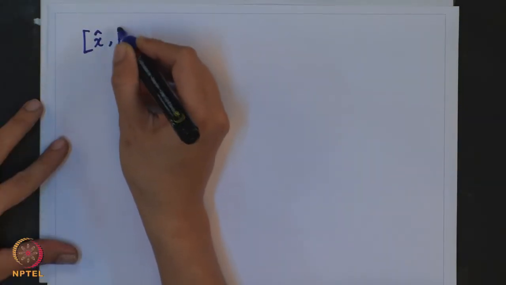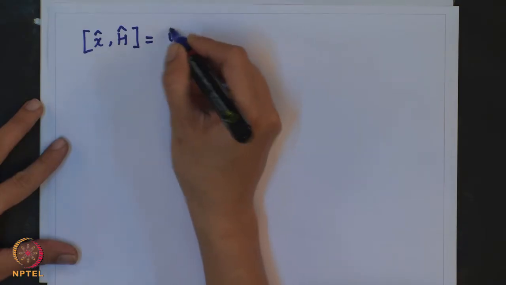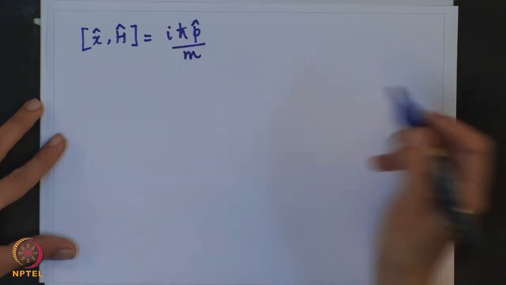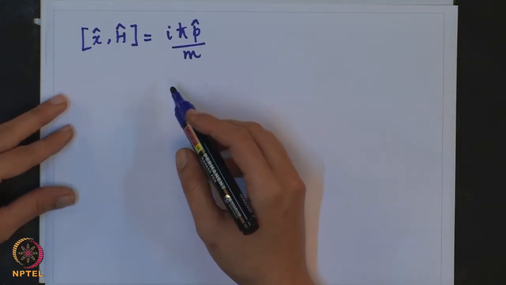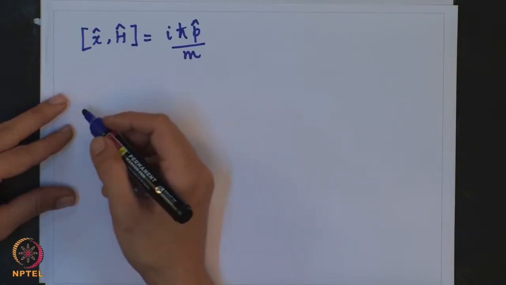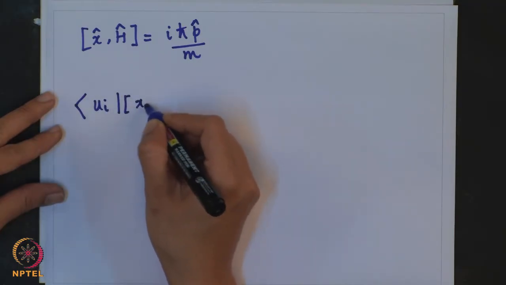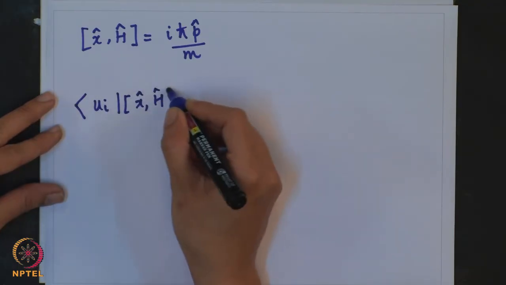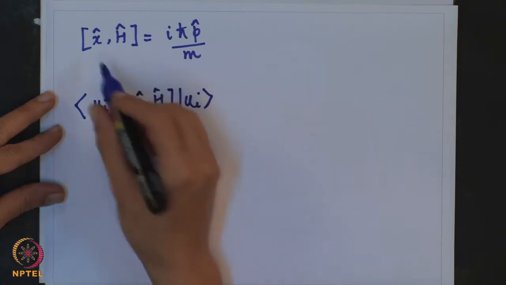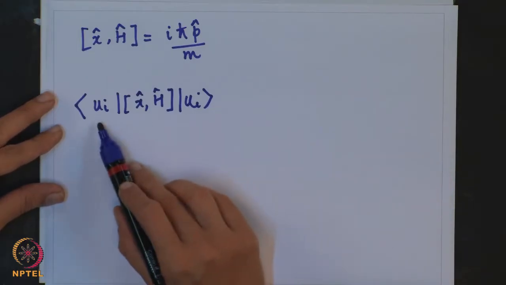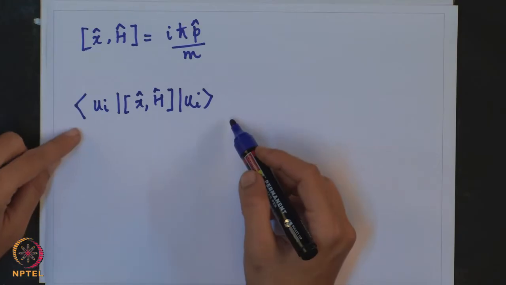Let us continue with this. What we have obtained here, let me rewrite the last step, is iħ p̂/m. This is what we obtain. Now, we have already calculated in the previous example the commutator of the state u_i with x and H. Let me take this on u_i, this commutator between the u and u_i, bracket.